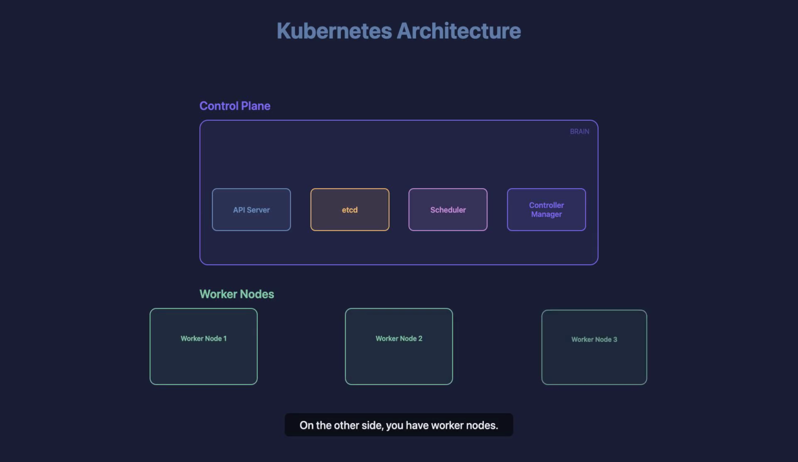On the other side, you have worker nodes. These are the machines that actually run your containers. Each worker node runs a kubelet, which is an agent that takes instructions from the control plane and manages containers on that machine. Let's dive into each component, starting with the API server.